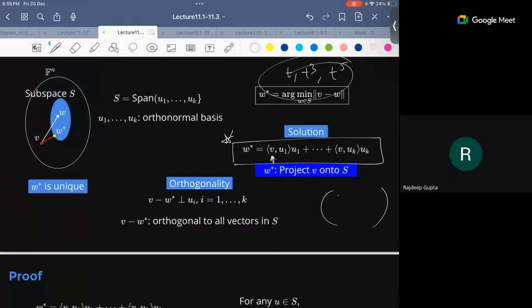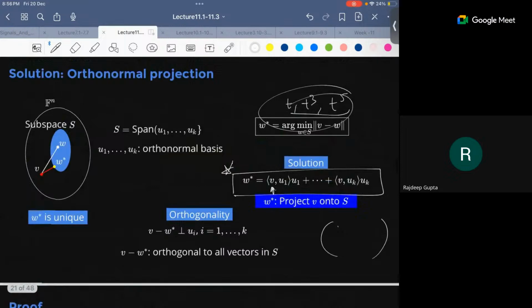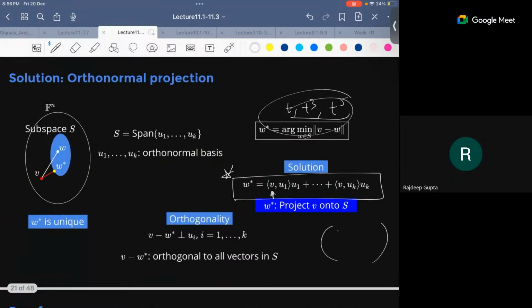And one more thing: for u1, u2, u3 that you're working on, whatever signal has been given to you, you can't use it directly. The first step should be to calculate the orthonormal basis of that, and then you have to use that value. Are you getting me or not? Are you able to understand what I was trying to say?